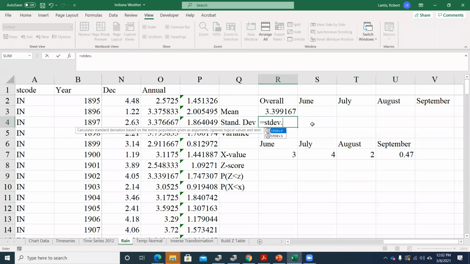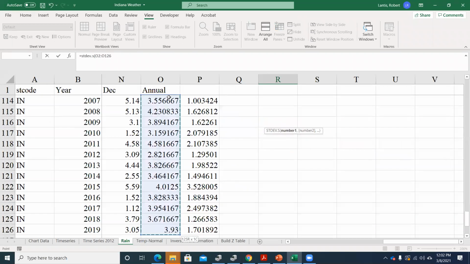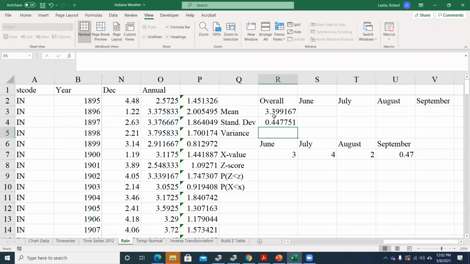I could also do stdev.s, treating this as sample data, and I could easily find the standard deviation, not of December, but of annual monthly rainfall as well, by simply selecting the entire column of data again. So I've got my mean, I've got my standard deviation. I could do the variance here as well.